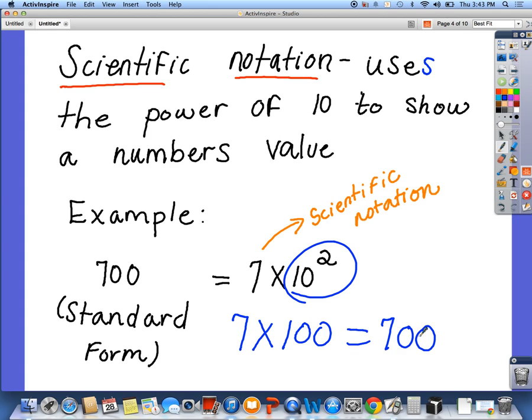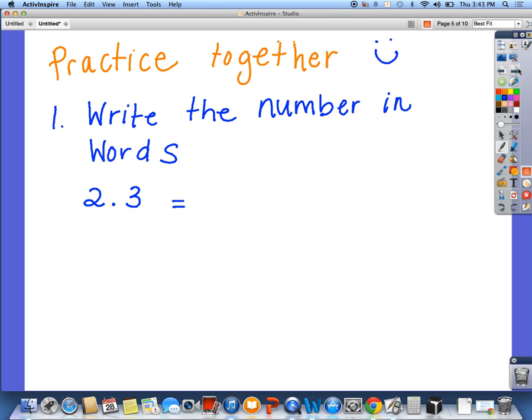So it's a different way of viewing the number, and it uses powers to show the value. So just a basic introduction. We're not going to go too deep with scientific notation yet, but we want to understand what it means when you hear that term. Let's do some practice over what we've gone over. So we're going to write the number in words. Let's practice this together.